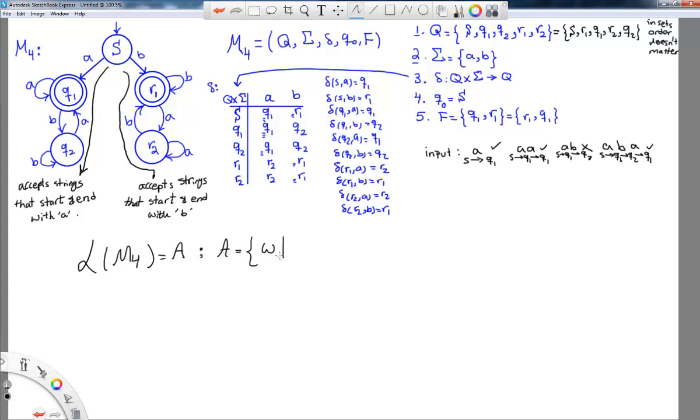Okay, so the language of M sub 4 is a set of strings W such that W starts and ends with the same symbol from A or B. Okay, so that is the function of this finite automaton here.